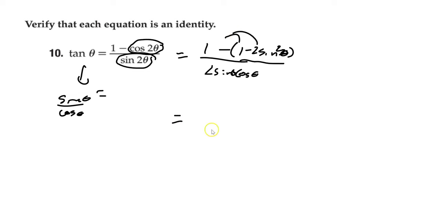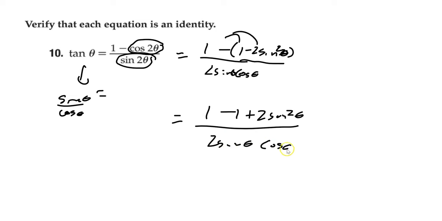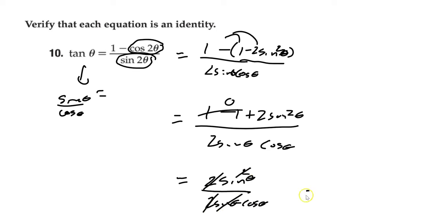This should be the negative. And I'm going to get negative 1 minus 1 plus 2 sine squared theta all over 2 sine theta cosine theta. Now, I still can't cancel that because there's a plus sign there, right? Can't cancel it on the plus. But 1 minus 1 is 0. So I just get 2 sine squared theta over 2 sine theta cosine theta. Now the squared and the sine cancel, and the 2's cancel, and I just get sine over cosine, which matches. So that's the idea.